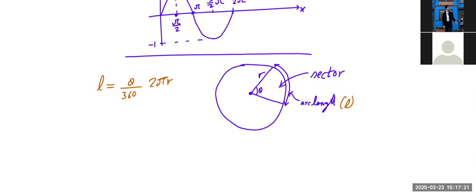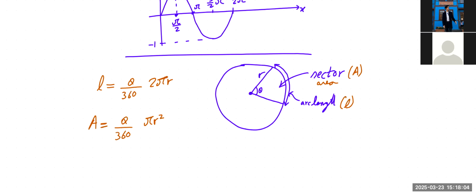Similarly, if I want to find the sector area, let's call it A, the area of this part, do you remember the formula for the area of a circle? Pi r squared, exactly. But I don't want the whole circle, I only want this portion of it. What fraction should I multiply this with so that I only get the area of this sector? Theta over 360. Exactly. This fraction allows me to cut a slice out of that circle and tell me only the area of that.